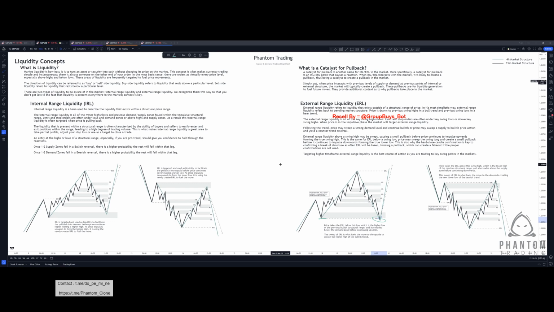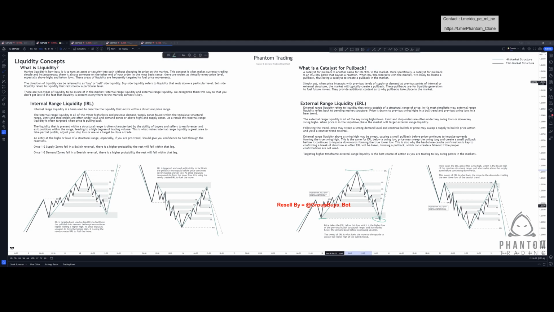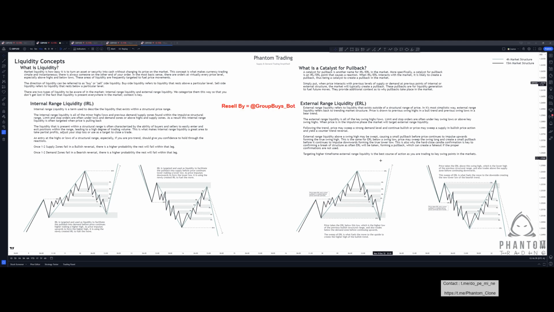Now, the difference between the internal range and the external range liquidity is the internal is within the impulsive and pullback legs of structural ranges, whereas external range liquidity is the highs and the lows above and below the market structural ranges. The sweep of this external range liquidity is what fuels the move to the upside to create the higher high of the bullish trend, targeting the new external range liquidity of the previous high.